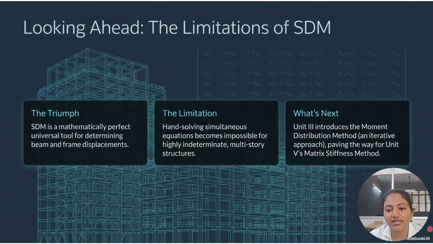Since it is a tedious method, we will go with the moment distribution method and the iterative method, and pave the way for the matrix flexibility method and then the matrix stiffness method. From this, we will learn the slope deflection method in an easy way, since it has the equations, and when we find out the final fixed end moments, it will be highly easy for the students to understand and easily analyze the structure.